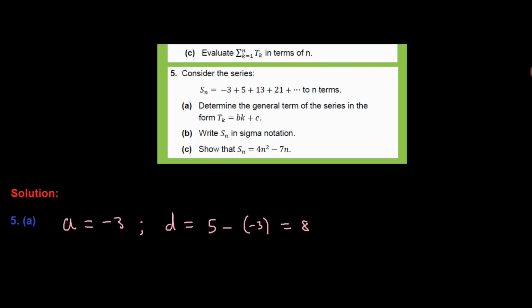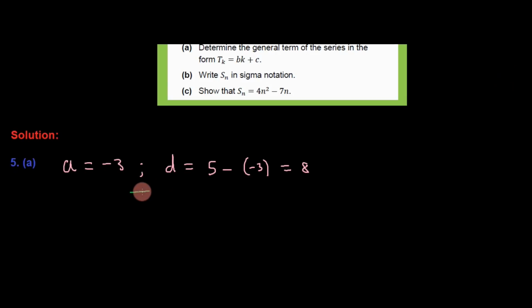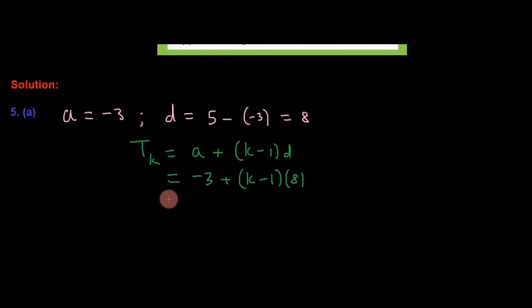And now we can find T sub k. It's going to be a plus k minus 1 times d. And we plug in the values of a and d. So negative 3 plus k minus 1 times 8. We just simplify and add like terms. So T sub k is 8k minus 11.